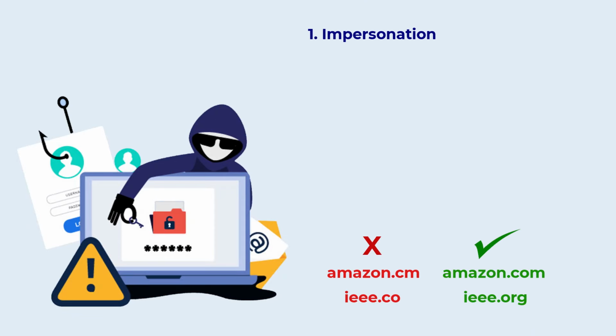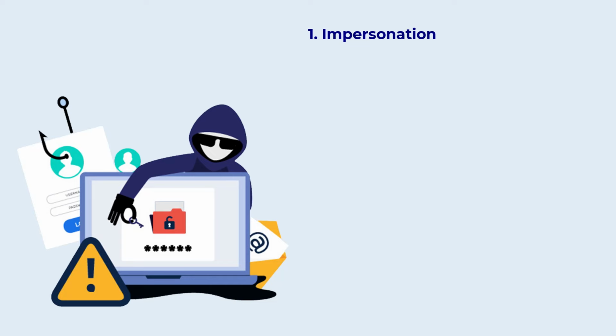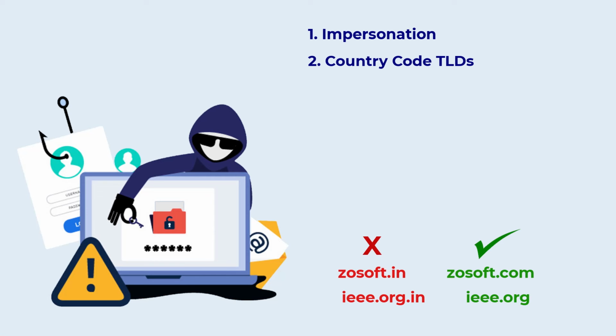Number 1, impersonation of trusted entities. Scammers may register domain names with top-level domains that closely resemble well-known and trusted brands or legitimate organizations. They aim to deceive victims into believing they are visiting a reputable website. For example, they might use .cm instead of .com. Number 2, scammers may use country code top-level domains for countries with less stringent registration requirements.